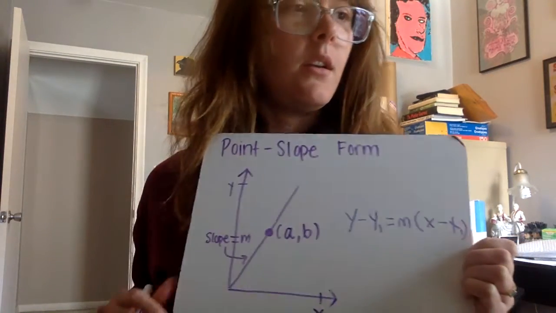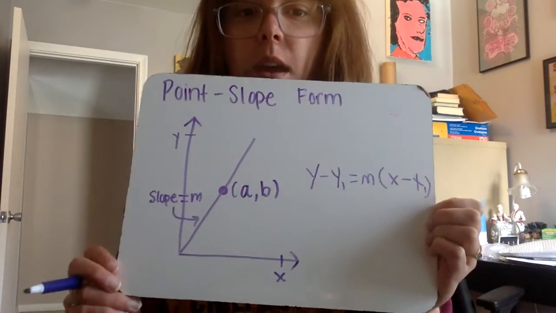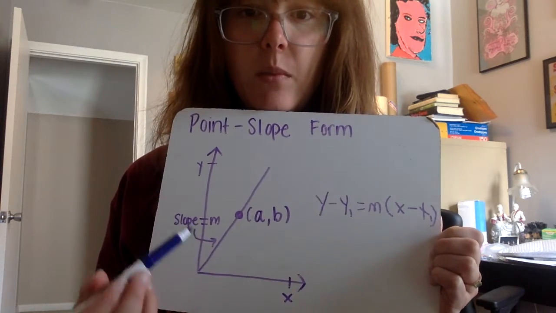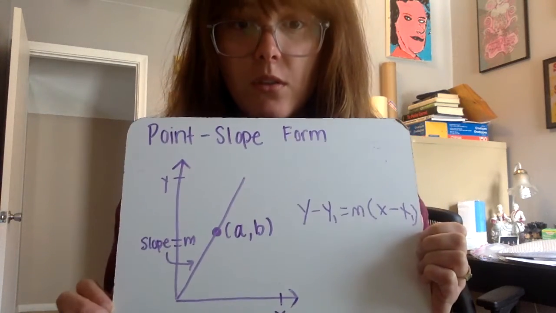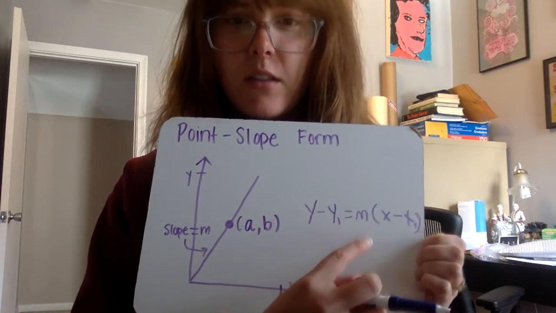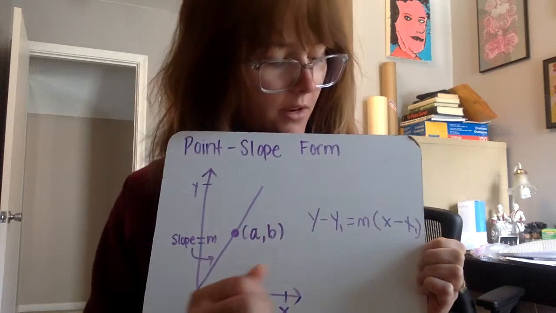Because we have our slope here, it's m, and we have our point (a, b), we can just insert those into our equation. Oh my gosh, I just saw how ugly that is. Maybe I shouldn't write upside down.